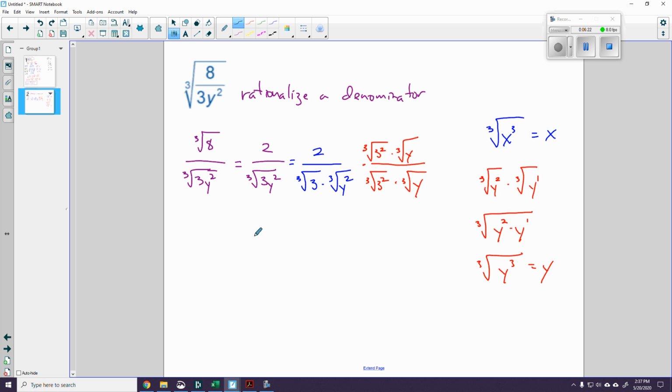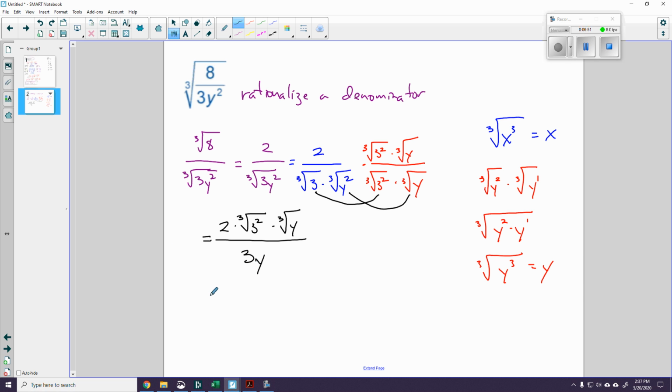So now in my numerator, I have 2 times the cube root of 3 squared times the cube root of y. And in my denominator, because I've multiplied that times that and that times that like we did just a minute ago, all I have is 3y. So I have rationalized my denominator.